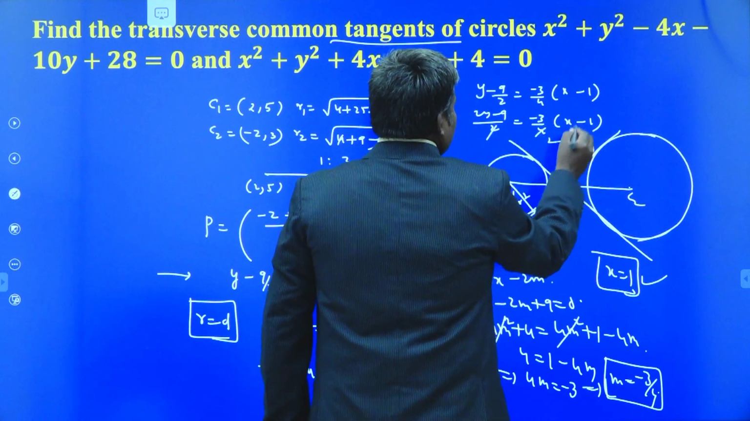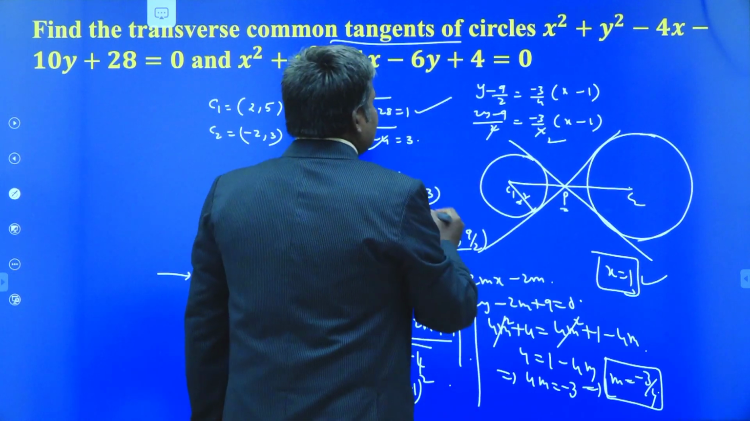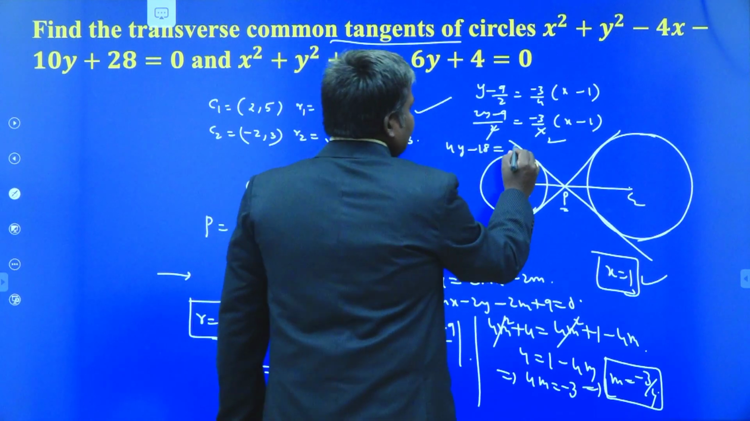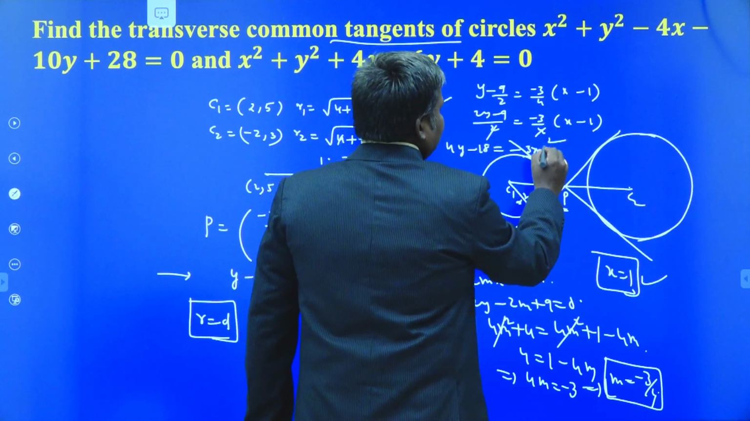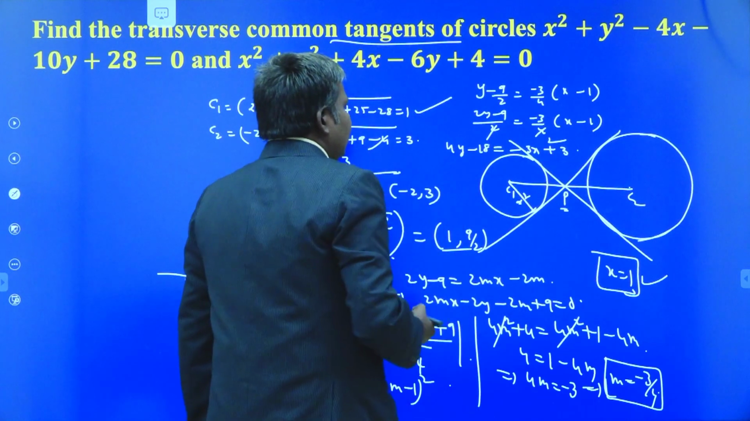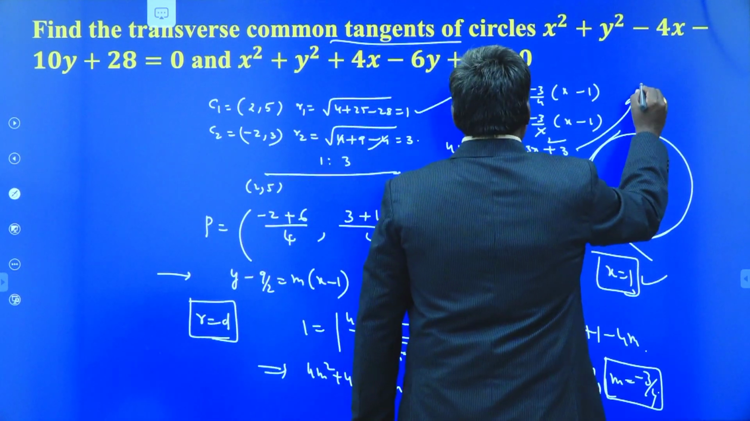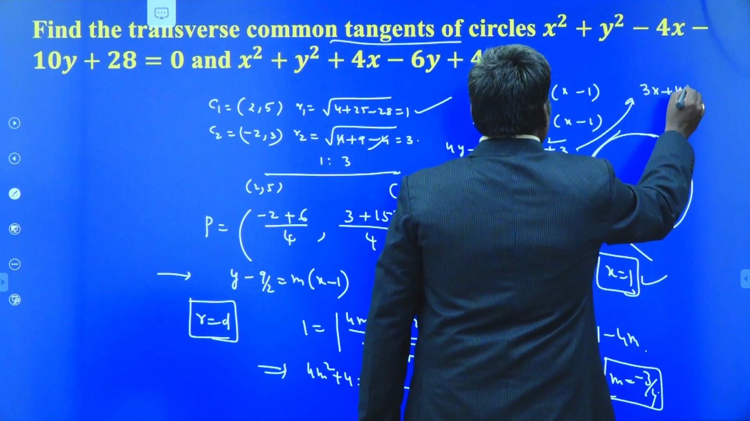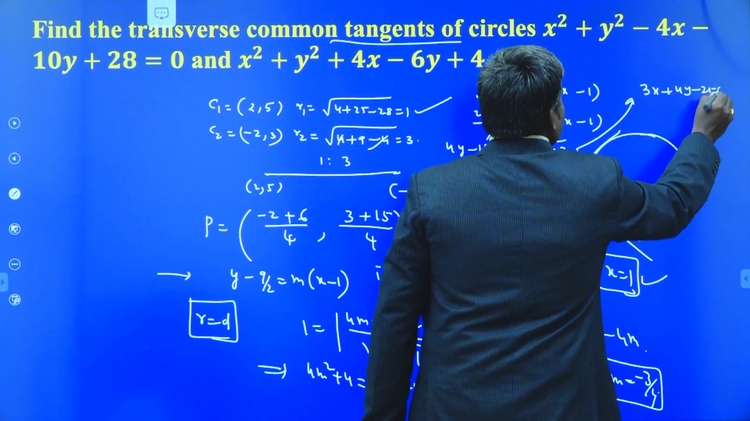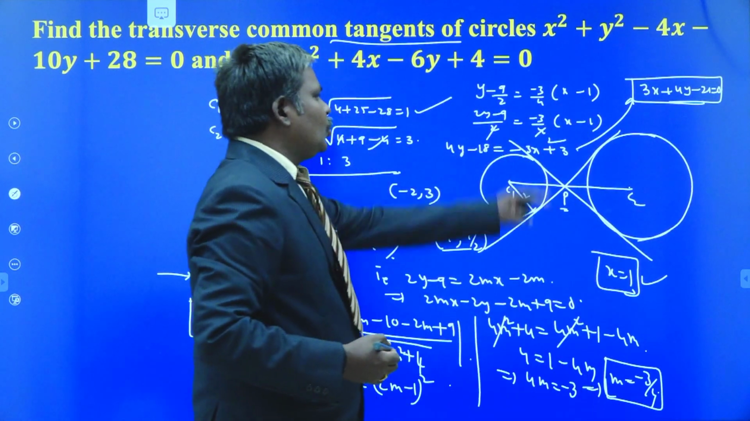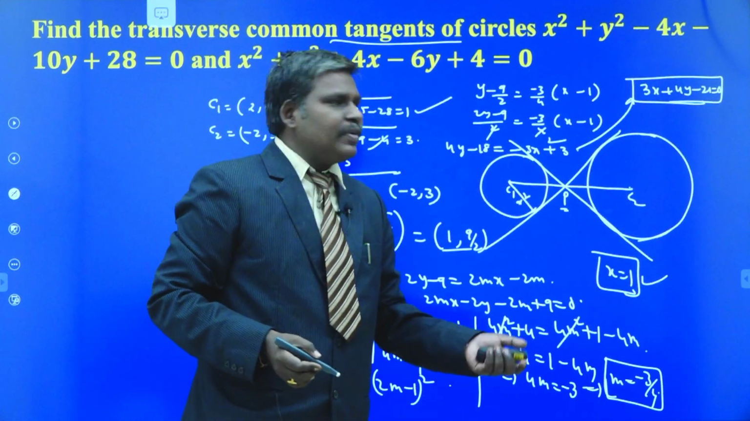So 2 y minus 9 by 2 is equal to minus 3 by 4 times x minus 1. The 2 cancels out 2 times: 4y minus 18 is equal to minus 3x plus 3. So 3x plus 4y is equal to 21. On simplifying, it is nothing but 3x plus 4y minus 21 equal to 0. These are the two transverse common tangents of the given two circles.